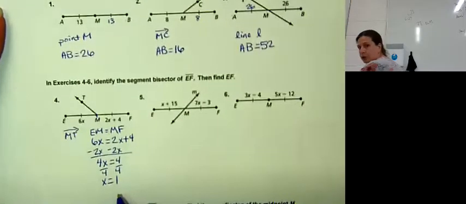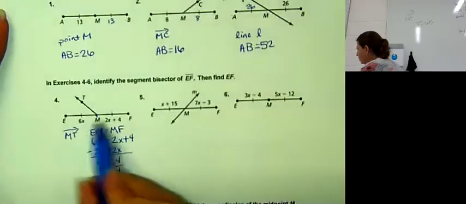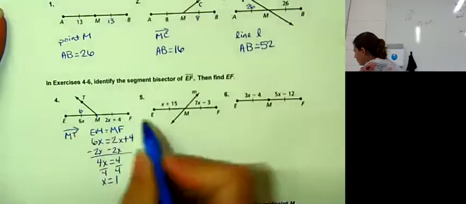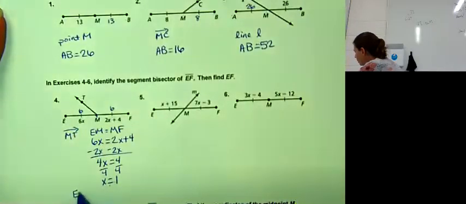Then we're going to have to substitute this in. I'm going to go ahead and substitute it into both sides to make sure I actually solve this right. So 6 times 1 would be 6. 2 times 1 is 2, plus 4 is 6. So we know that the length of EF is when we add those together. So it is 12.